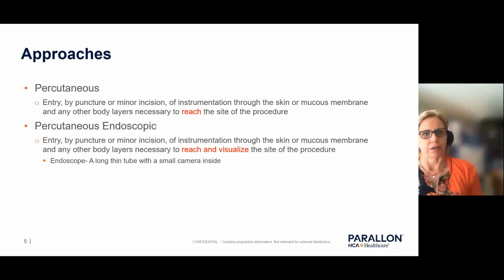In contrast, we have our percutaneous endoscopic. This is also done through a minor incision, but we have some kind of instrumentation that is helping us reach and visualize the site of the procedure. And this is usually done through an endoscope, which is a long thin tube with a small camera inside. I don't think I've ever seen an angio done with the endoscopic approach, but I wouldn't say that it doesn't occur in some places.